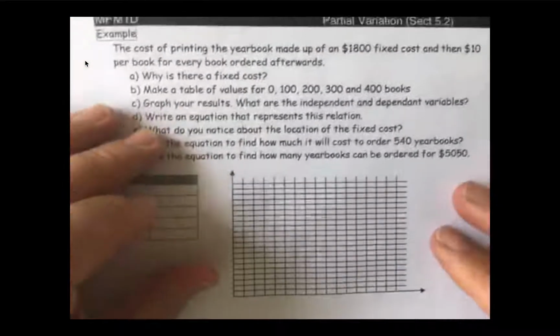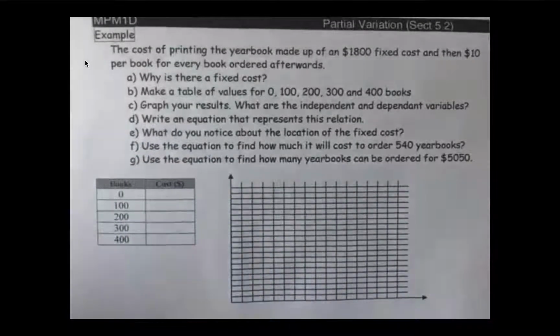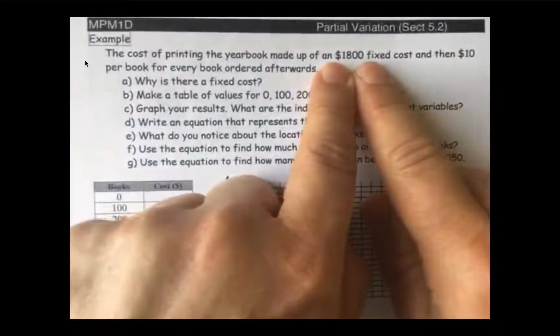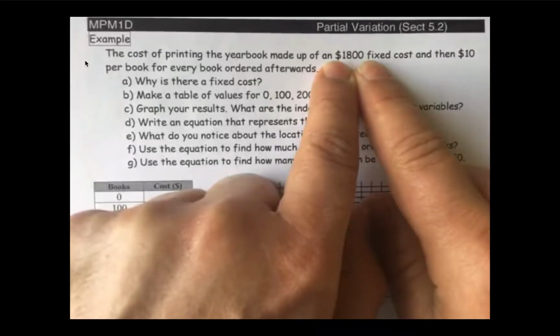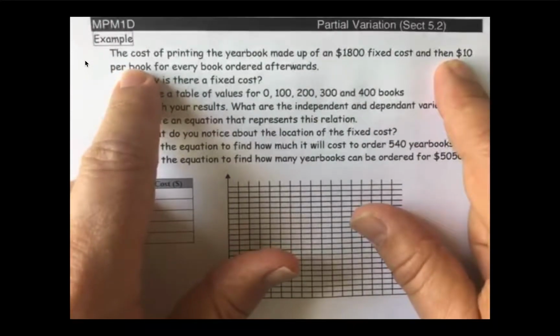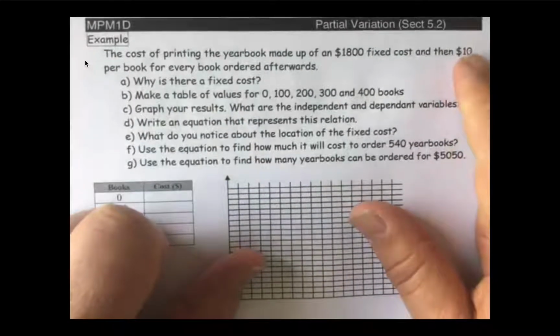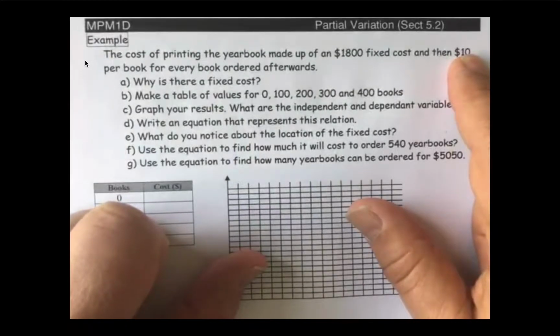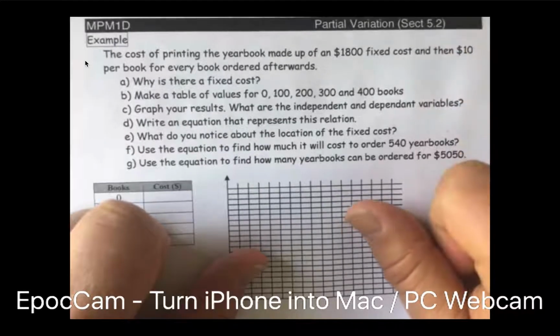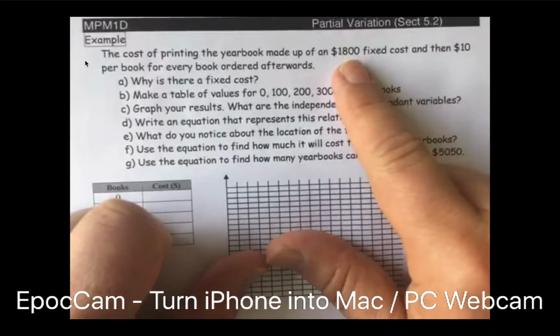Okay, let's do a couple of examples fairly quickly. So the cost of printing a yearbook is made up of two things. There's a fixed cost of $1,800, and then a $10 per book charge, $10 for every book that's ordered afterwards. So the $10 per book, that's a rate. Anytime you see the word per in there, some number of somethings per something, we're talking about a rate. And then we have an $1,800 fixed cost.